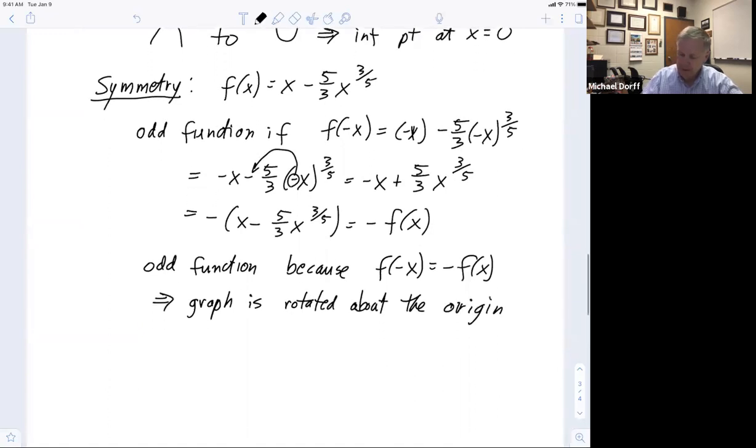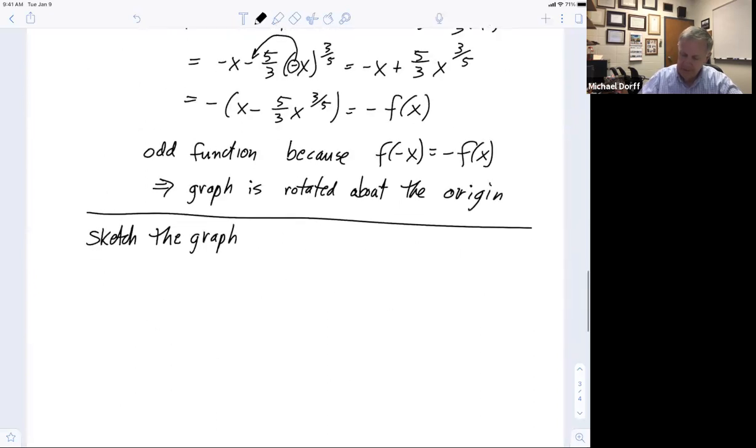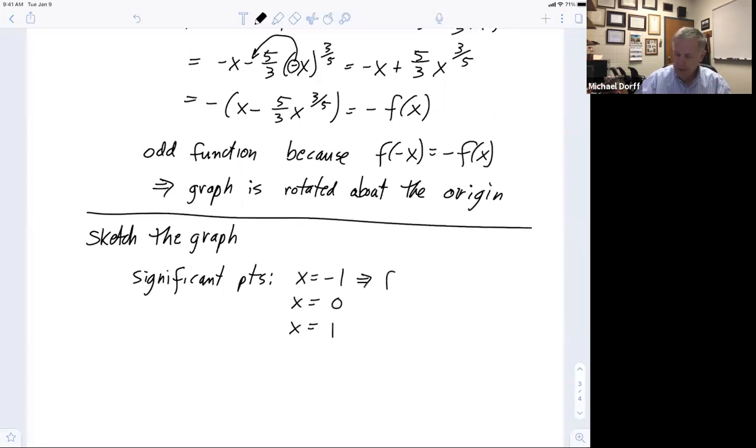So let's use this information now to sketch the graph. My significant points, and these aren't terms that are used in the books, but this is what I like to remember if I'm going to sketch it, are points where the interval can change from increasing to decreasing, or concave up and concave down. And those points were x equals -1, x equals 0, and x equals 1. And I want to look at the value of the function at these points.